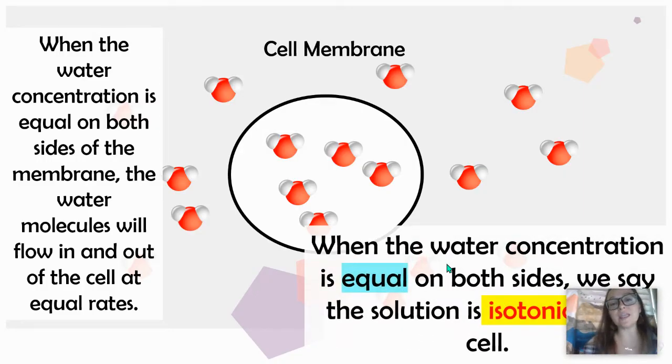But we have special names to describe the solution around a cell. And in this example, because the water concentrations are equal on both sides, and therefore the solute concentration is also equal on both sides, we say the solution is isotonic. So this cell has been placed in an isotonic solution where the amount of water is equal on the outside and the inside of the cell. So the water will move equally both in and out. So that is an isotonic solution.